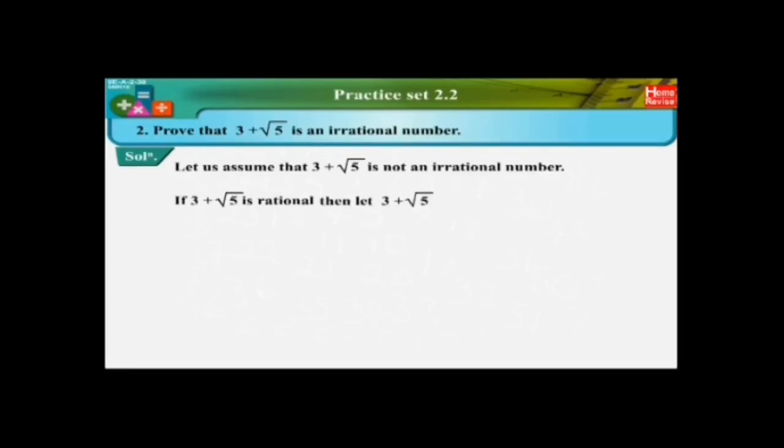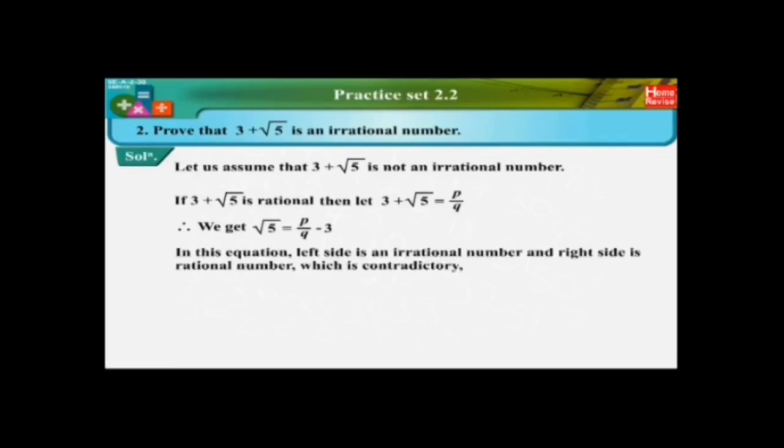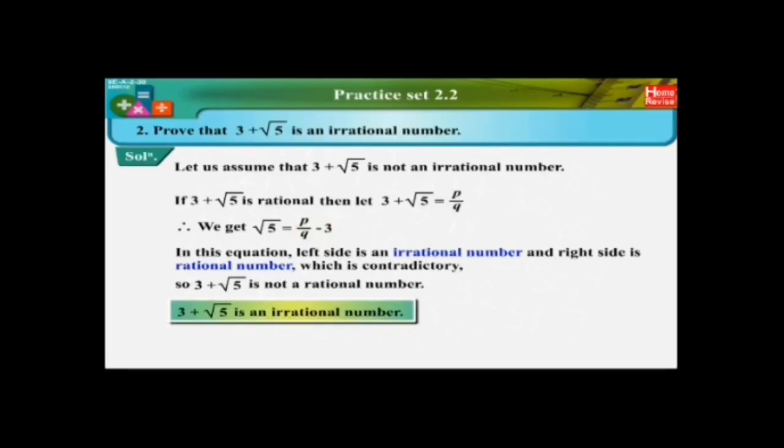Another example, prove that 3 plus root 5 is an irrational number. Let us assume that 3 plus root 5 is not an irrational number. If 3 plus root 5 is rational, then let 3 plus root 5 be equal to p upon q. Therefore, we get root 5 is equal to p upon q minus 3. In this equation, the left side is an irrational number and the right side is a rational number, which is contradictory. So 3 plus root 5 is not a rational number. 3 plus root 5 is an irrational number.